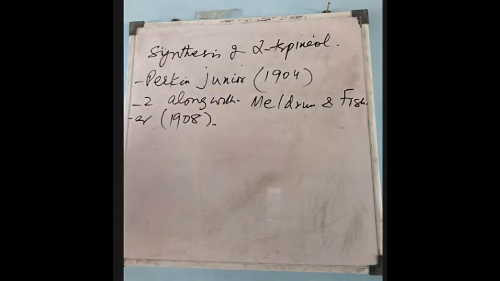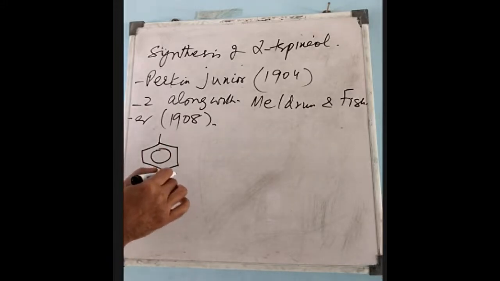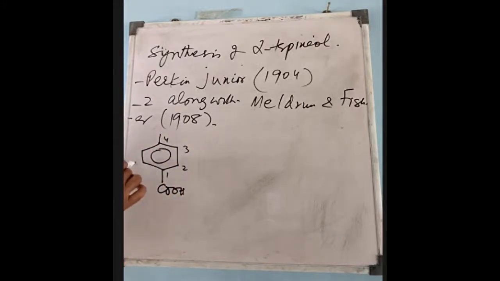In this case, the starting material is this one. Now 1, 2, 3, 4, or say ortho, meta, para. So we can say it is 4-methyl benzene-1-carboxylic acid. Methyl benzene is toluene, so it is toluic acid. Again, which toluic acid? 4-toluic acid or para-toluic acid, because the fourth position is the para position.